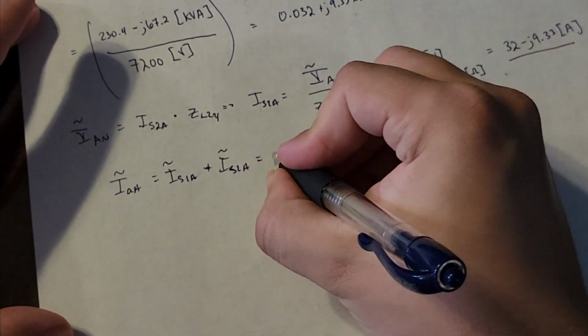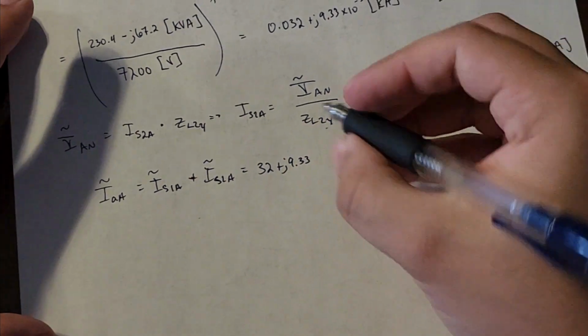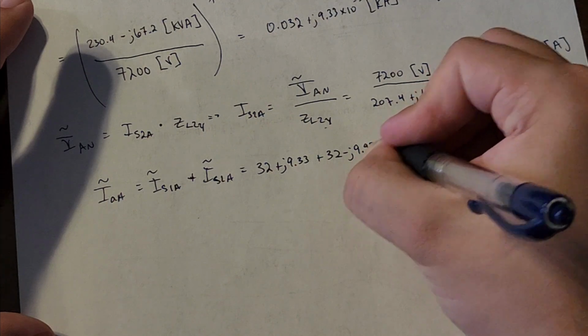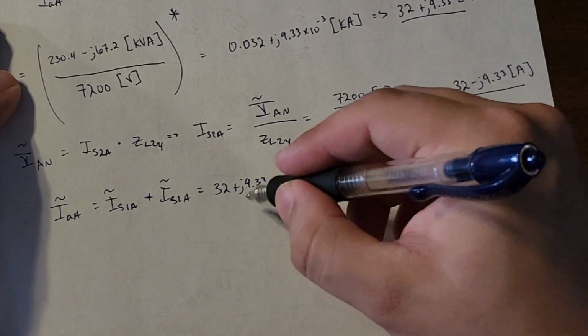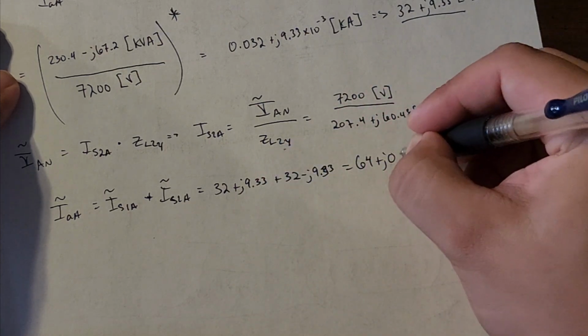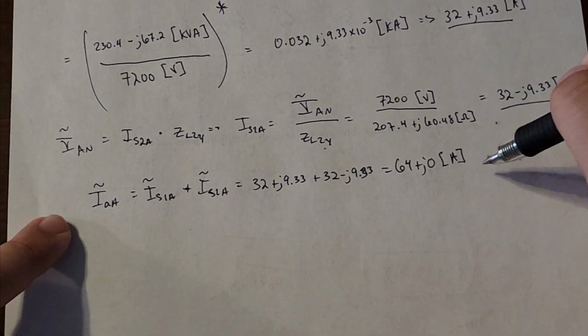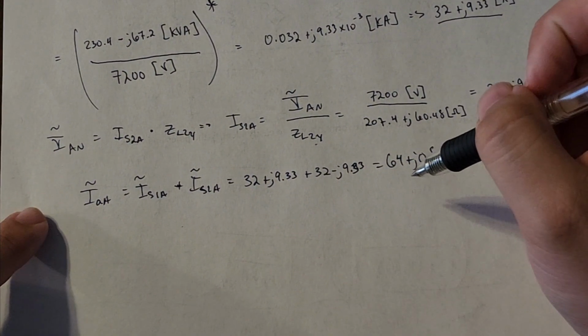Well, what do we have? We have 32 plus j9.33 plus 32 minus j9.33. Wow. Well, the imaginary parts cancel. 32 plus 32 is 64 plus j0 amps. So the current through the line is 64 amps. Okay, well, we need to go back.